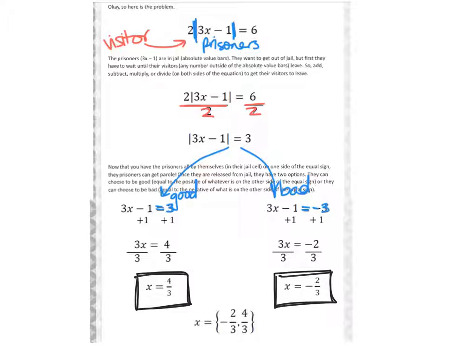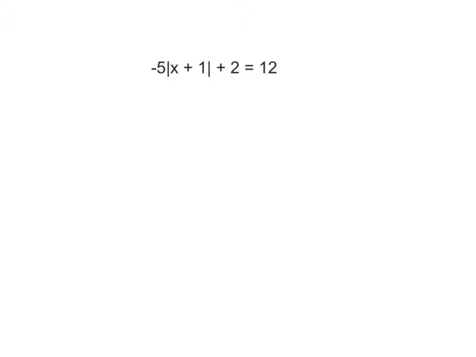So let's look at maybe some other types of problems and see what we might run into. Okay, so remember, we need to get our absolute value bars by themselves, right? We need to get our prisoners free, but first, their visitors have to leave. So I'm just going to highlight for us so that we can see our visitors. That's going to be my negative 5 and my positive 2. We have to get them to go away first so that my prisoners can get free. So to get rid of my visitors, I'm going to subtract 2 from both sides. Negative 5 times absolute value of x plus 1 equals 10.